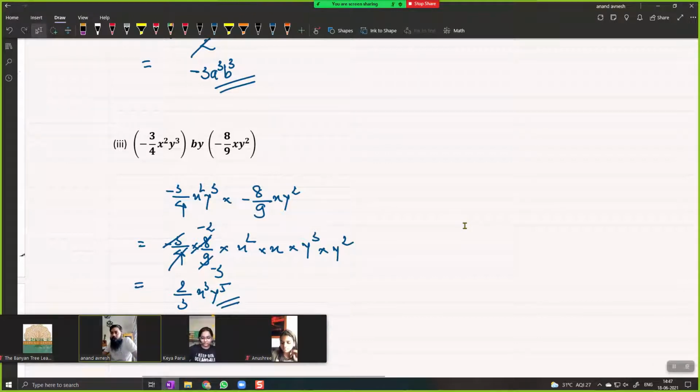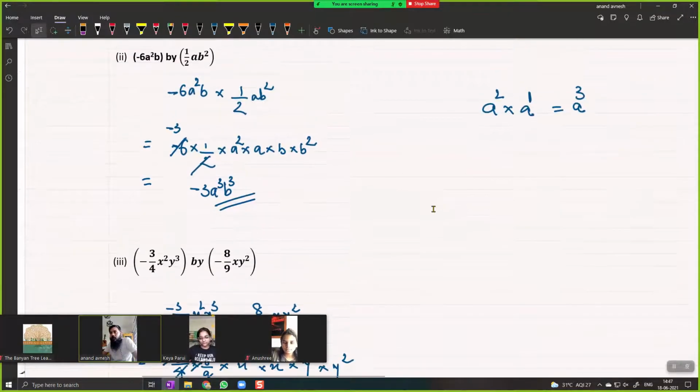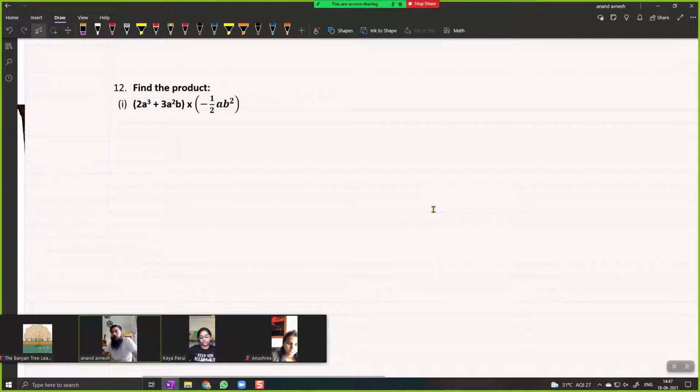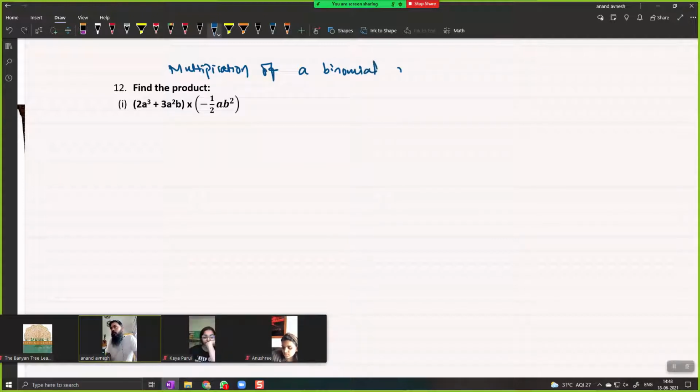Good. As you can see, multiplication is quite simple. It takes very less time and it is done very quickly, right? So multiplication is easy. Now a little different type of multiplication. This is known as multiplication of a binomial and a monomial.